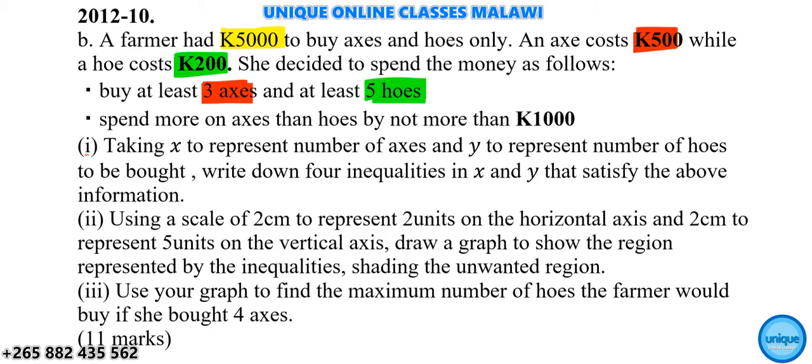Use a scale of 2 cm to represent 2 units on the horizontal axis and 2 cm to represent 5 units on the vertical axis. Draw a graph to show the region represented by the inequalities by shading the unwanted region. And finally, use the graph to find the maximum number of hoes the farmer would buy if she bought 4 axes. The total marks given are 11 marks.